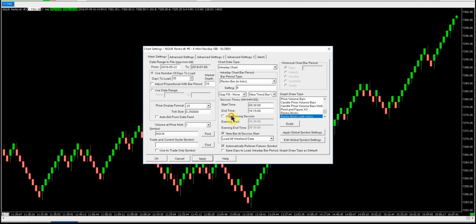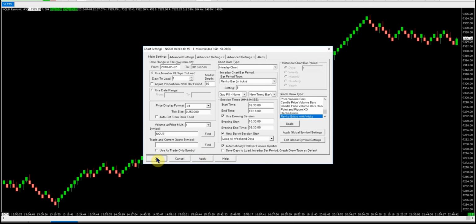And I'm going to use the evening session here. I want to do, say, a one-day load, for example. That'll just make it real quick to load. Okay, so we got Renko bricks as wicks, 9:30 to 16:15. And for the evening session, if you want to trade the evening session, you can, or you can take that off and watch the gap and all that kind of stuff.